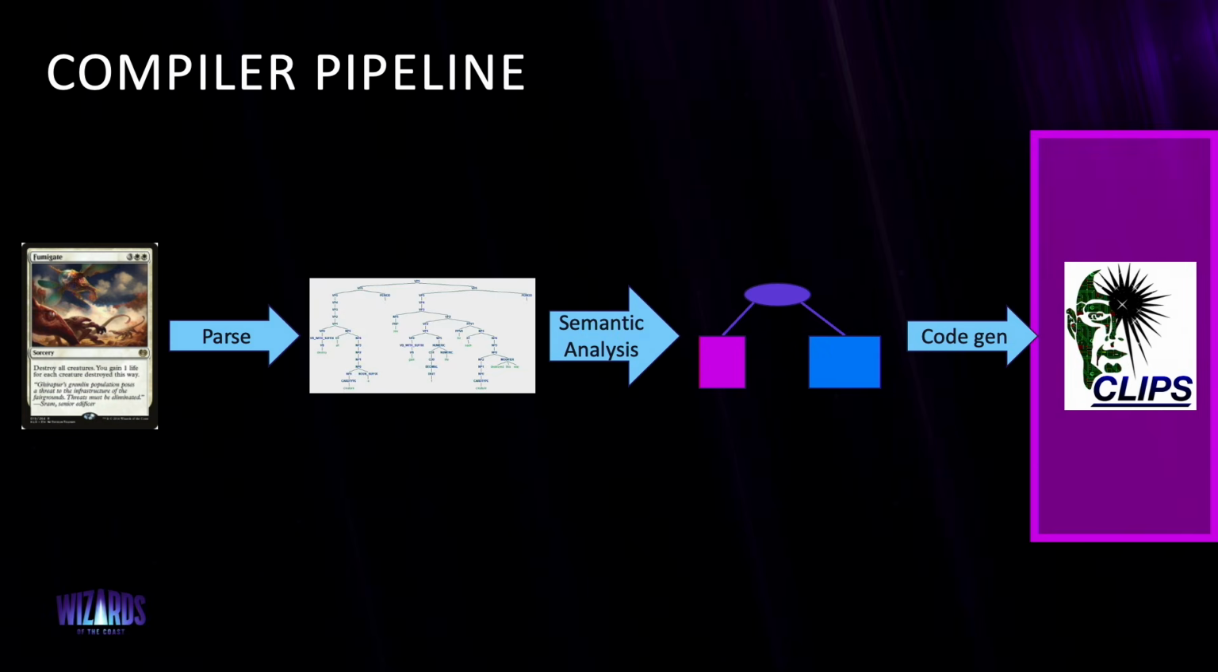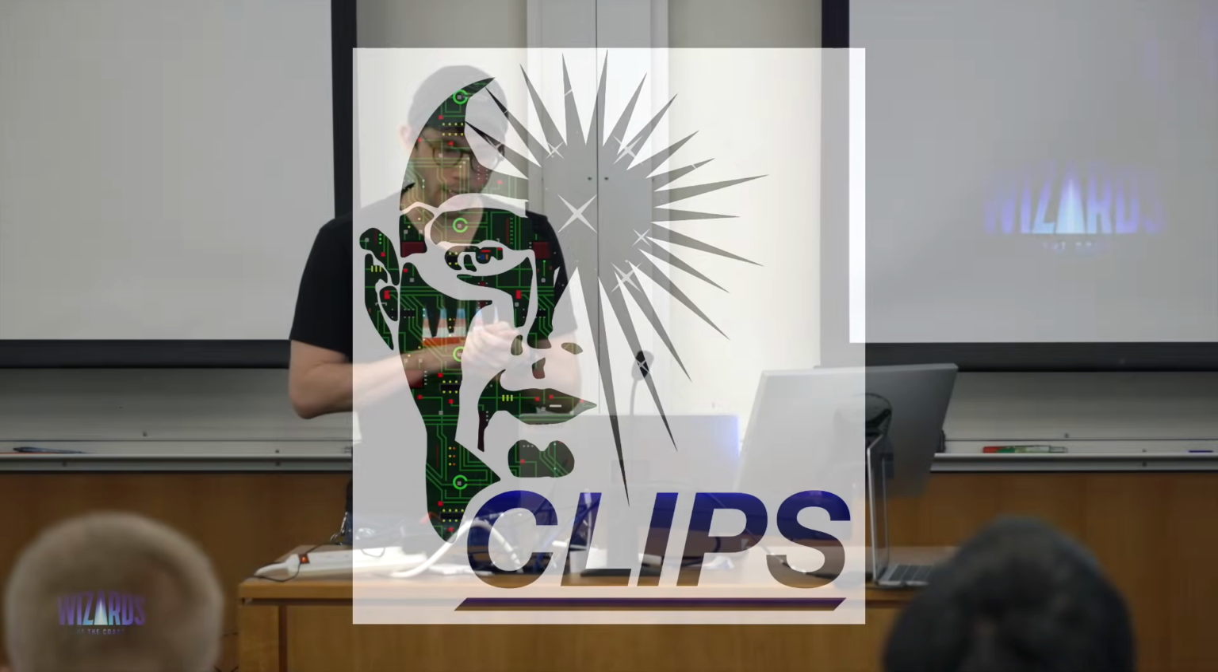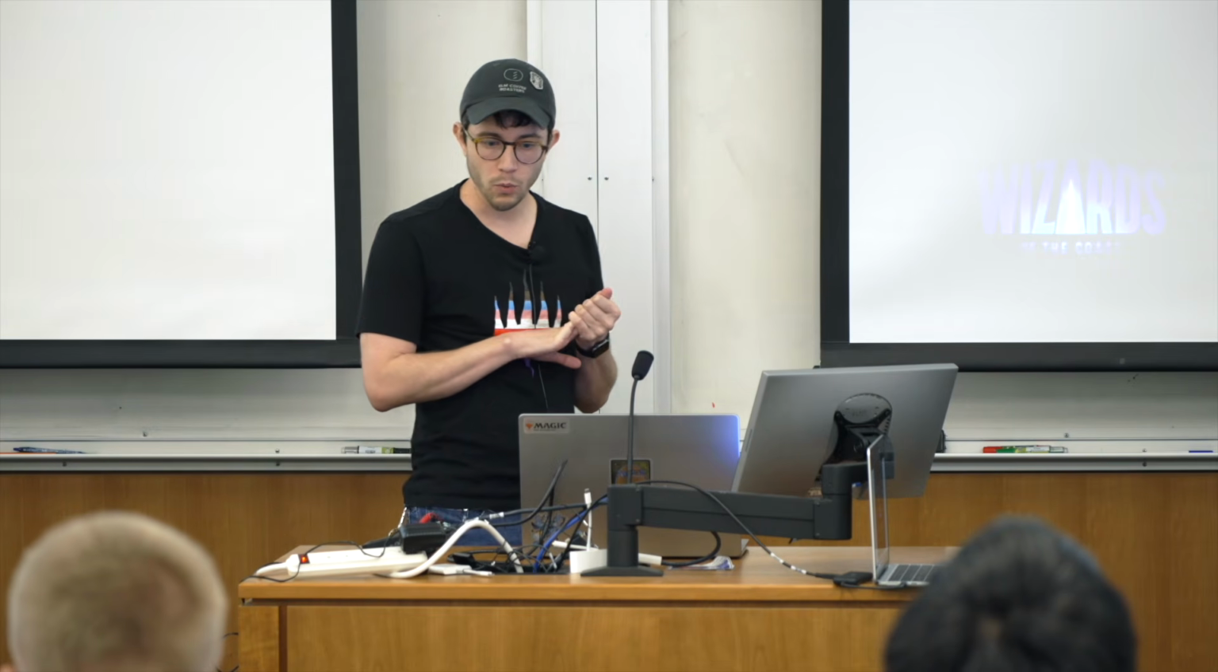Okay, so now we're going to talk about the target language, which is Clips. Clips is a rule-based programming language. That's a paradigm you're probably not familiar with. You can think of it kind of like event-based programming. It was designed for building expert systems. It was developed by NASA in the 80s and 90s, and it's now open source.